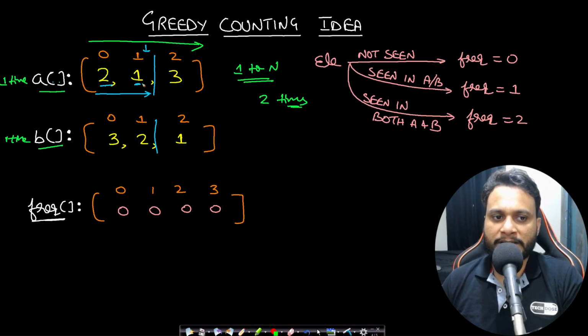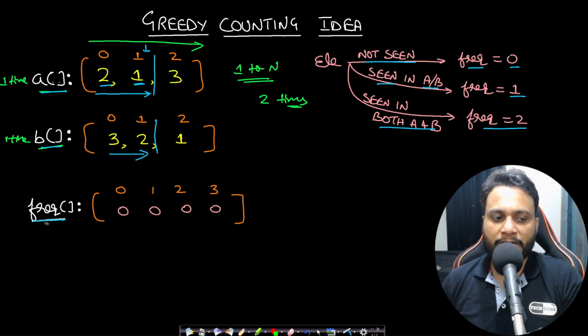And 1 will also be common in both, but if 1 is occurring 1 time in either A or B, then its frequency value will be 1 if I consider all the elements of A and B. So this is the idea. If you have not seen an item until now, then the frequency value will be 0. If you have seen an element in either A or B, the frequency value is going to be 1. But if you have seen the element in both A and B, the frequency value is going to be 2.